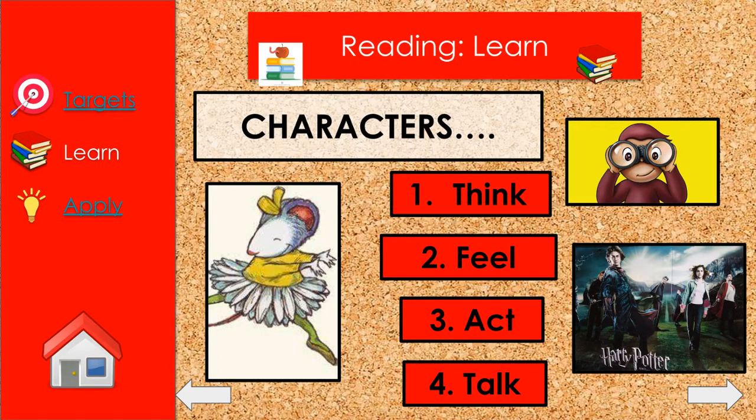Characters do a lot of things in stories. They think, like Curious George, thinking about things he'd like to explore. They feel, like Chrysanthemum, feeling happy. They also act. That means they do things in the story, like Harry Potter casting a spell. They talk, too. This is called dialogue.